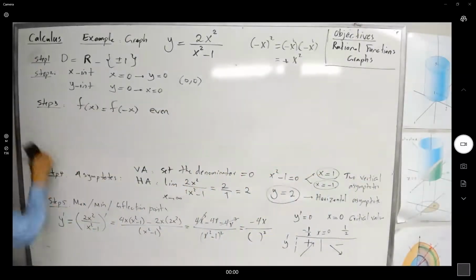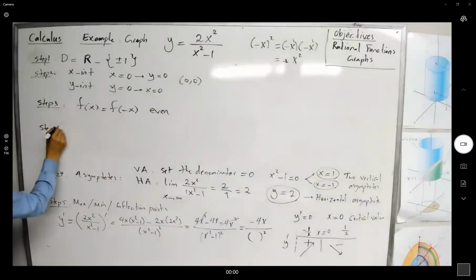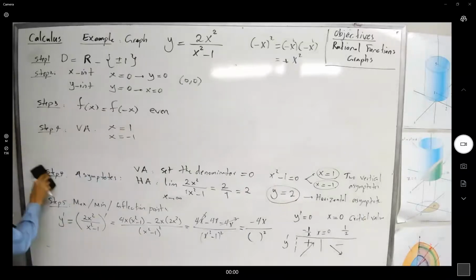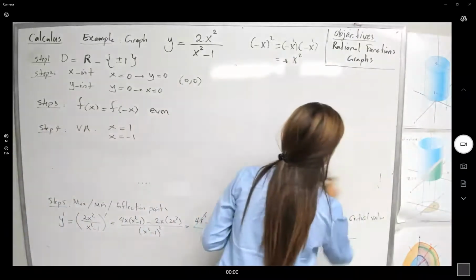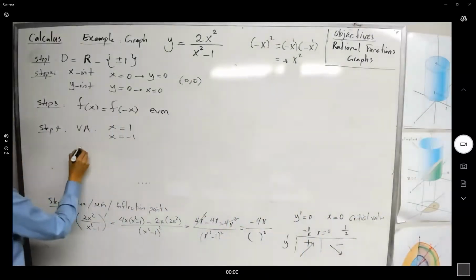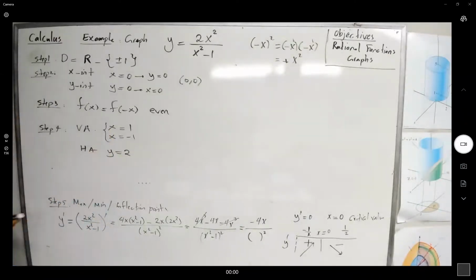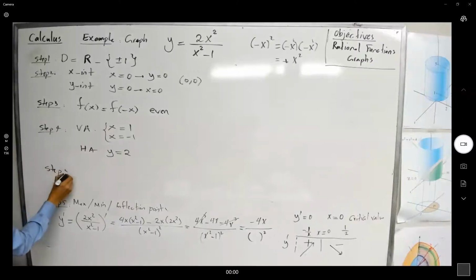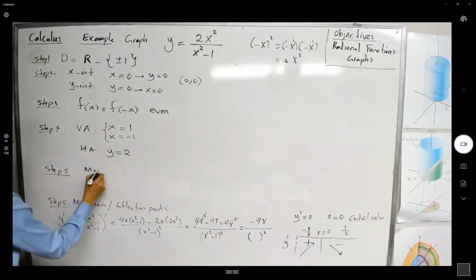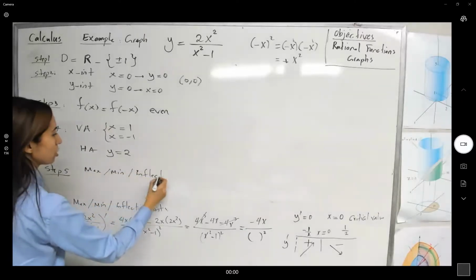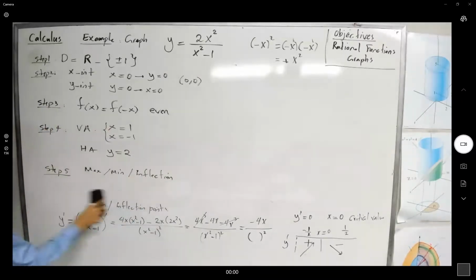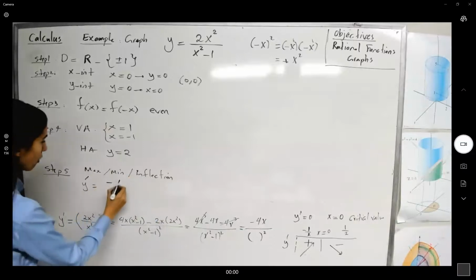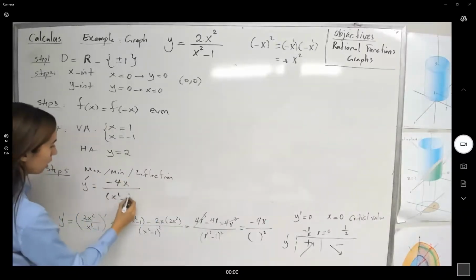Then we found the vertical asymptotes in step 4. Vertical asymptotes happen at x equals 1 and x equals -1. These two are vertical lines. And then we found the horizontal asymptote, which is y equals 2. Then for maximum and minimum of the function, let me copy this down here. Step 5. The derivative, max, min, inflection. Well, the derivative of the function, y prime, is equal to -4x divided by x squared minus 1 to the second power.